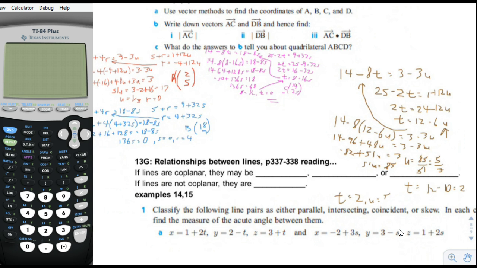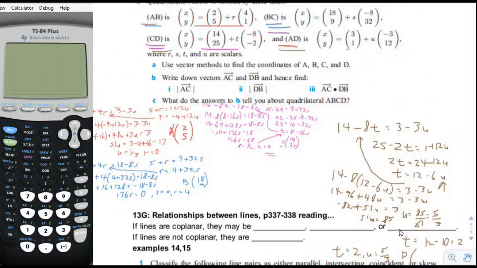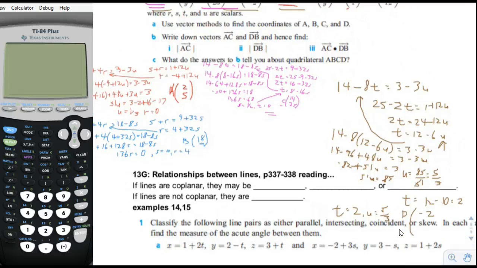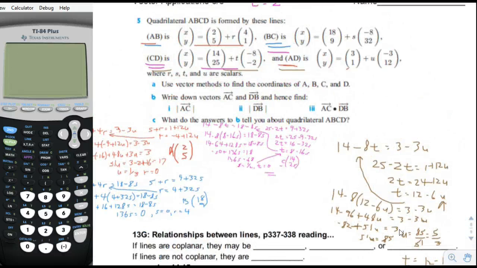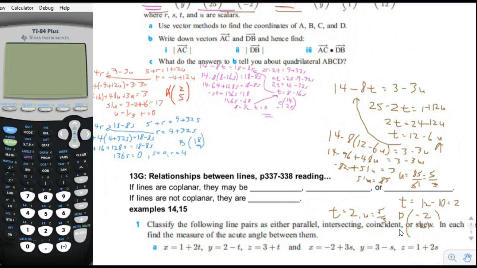So now we know that t equals 2, u equals 5/3, and so let's figure out what the coordinate d is going to be. So we could put in t equals 2 in for this one here, and then so we'll have, for the x coordinate, 14 minus 16, so that would be negative 2, and for the y coordinate we would have 25 minus 4, which would be 21, so d would be negative 2, 21.